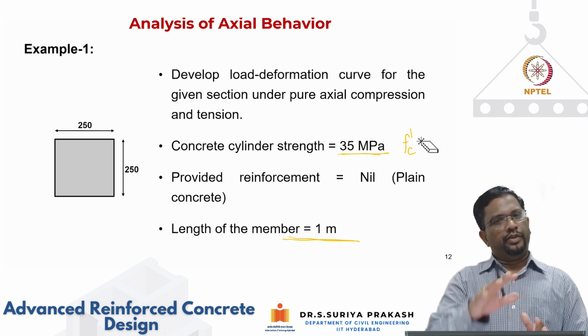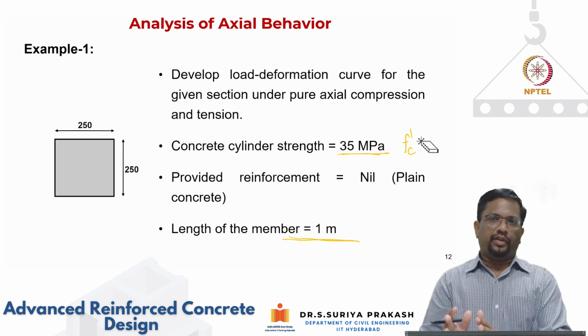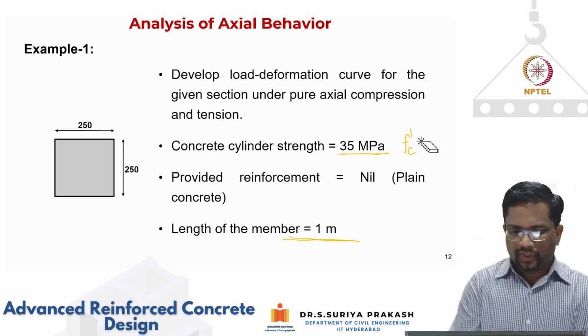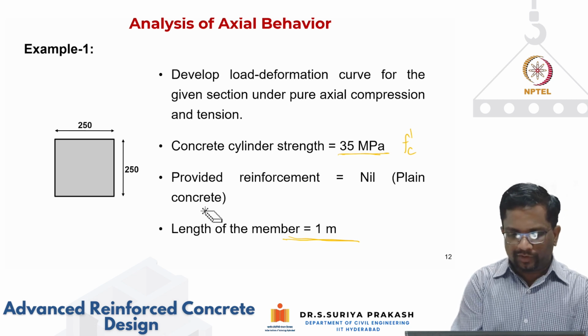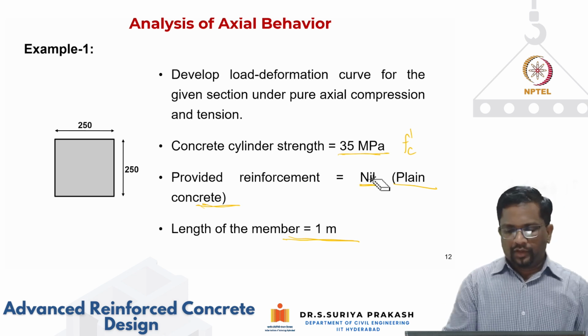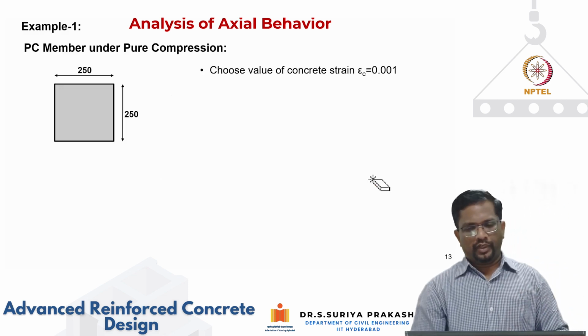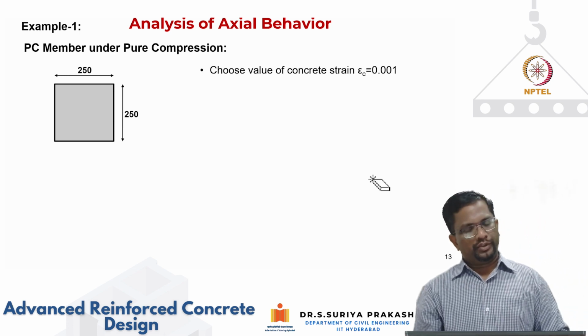So for this, we will use the actual behavior that we are observing in the lab. In this case we are talking about plain concrete, so it's not having any reinforcement. It's a plain concrete, reinforcement is zero. Now let's see how we do this. I'm choosing a small value of strain, 0.001.